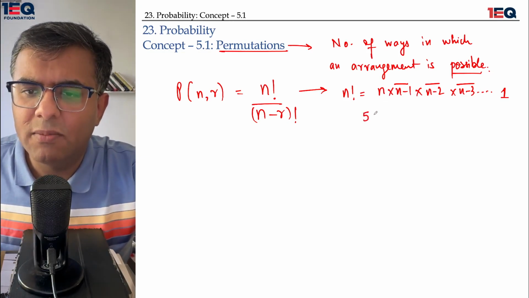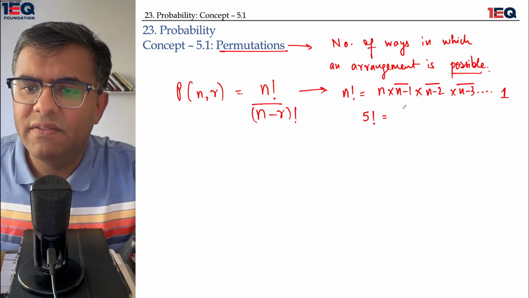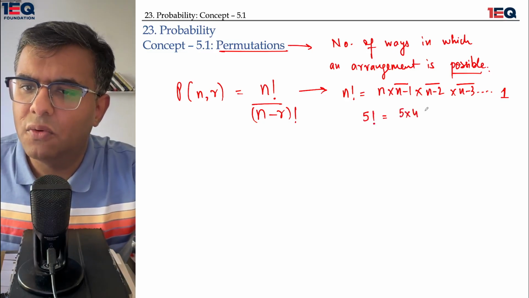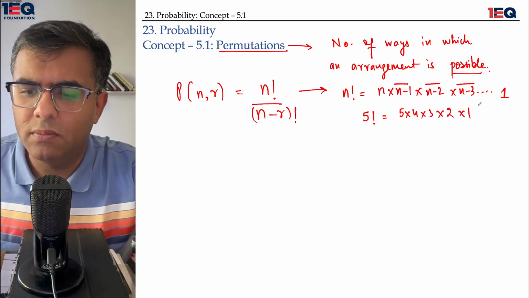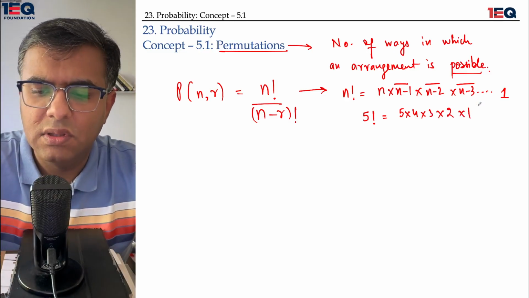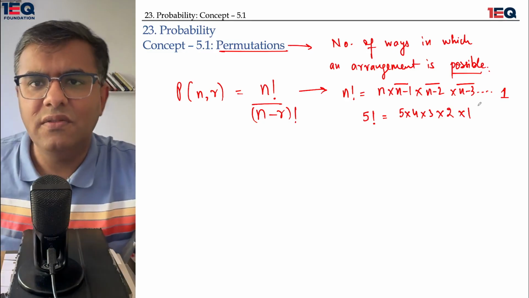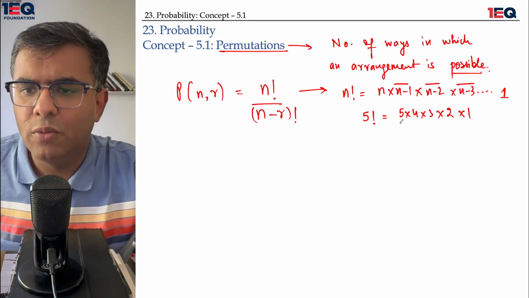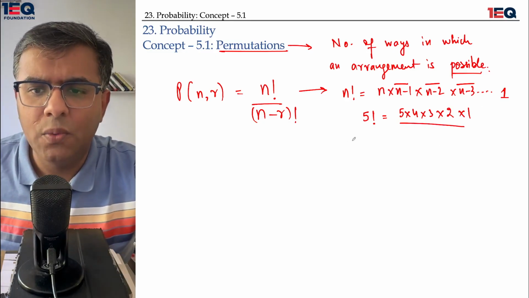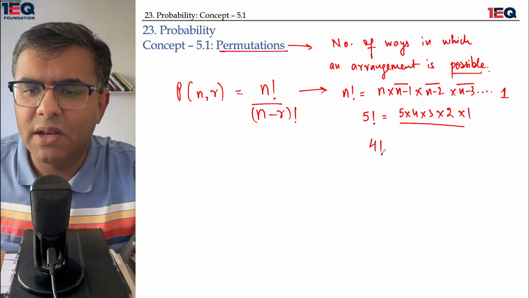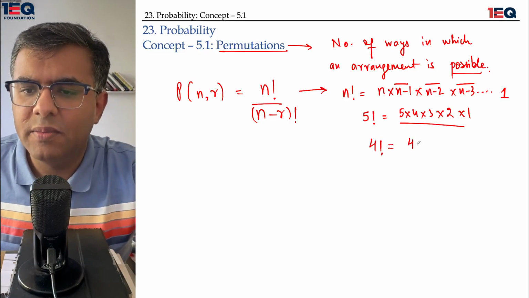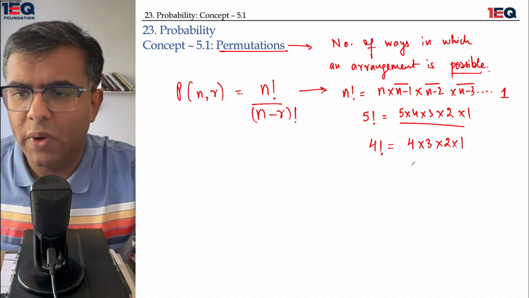Let's assume I'm talking about 5 factorial. So 5 factorial is nothing but 5 into 4 into 3 into 2 into 1. So this is the definition of factorials. I hope you are able to understand what factorials mean now. Now I'll talk about 4 factorial in a very similar manner. 4 factorial means 4 into 3 into 2 into 1.